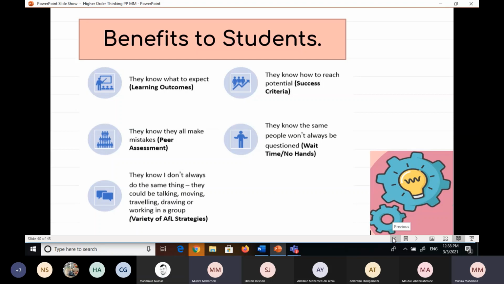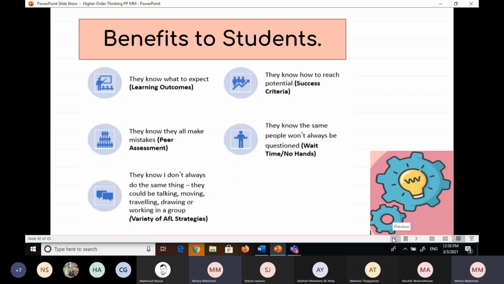And those that have no hands, that means they don't involve them in the class. They should know that these students are not going to be questioned all the time. We're going to give others a chance as well. So this is very important for students to realize this in a class. Often they think that that's the favorite students. They know all the answers, they're going to answer and that's it. That's what's going to happen.